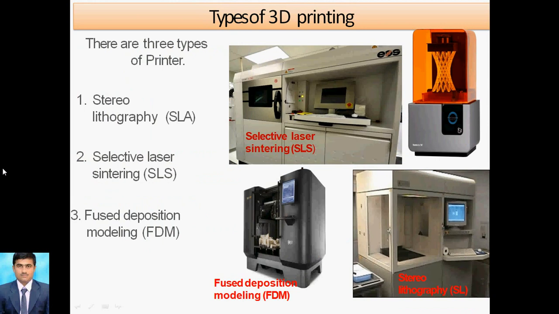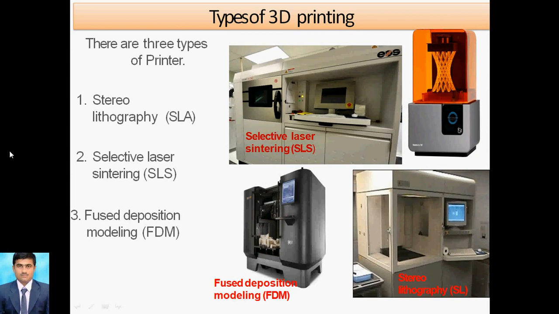Now we'll discuss the types of 3D printing. First is stereolithography, that is called SLA. Second is selective laser sintering, that is SLS. And third is the fused deposition modeling, that is nothing but FDM. So this is the machine called selective laser sintering, or SLS. This machine is called FDM, that is fused deposition modeling. And the last one is stereolithography, or SLA. So this is the machine.